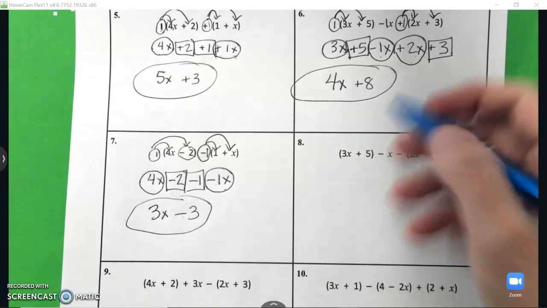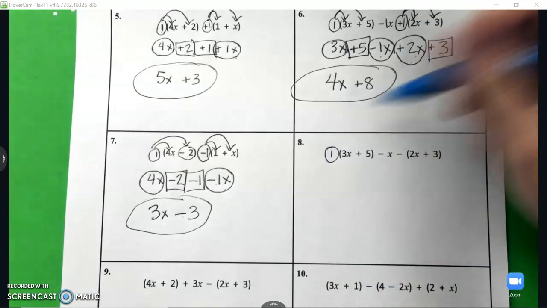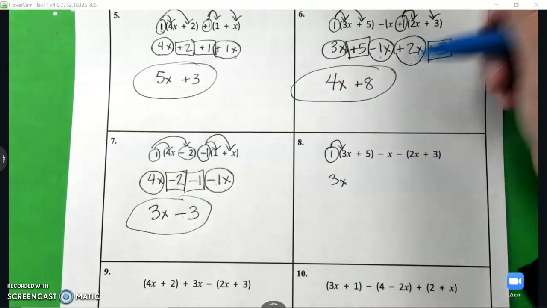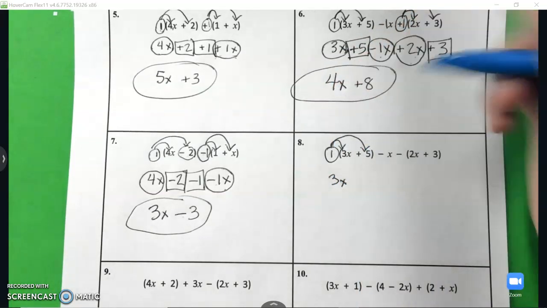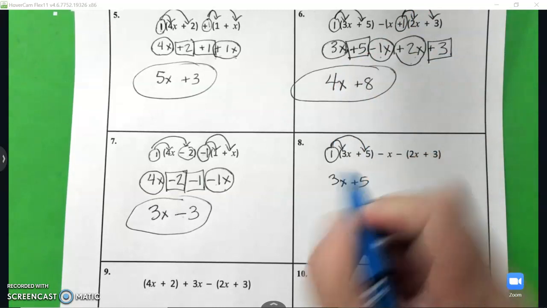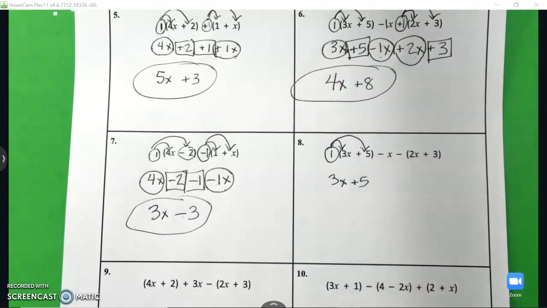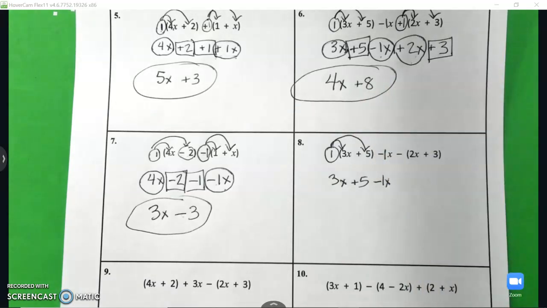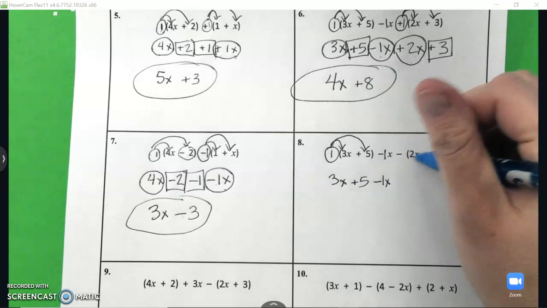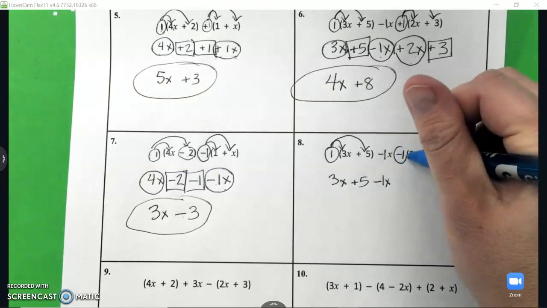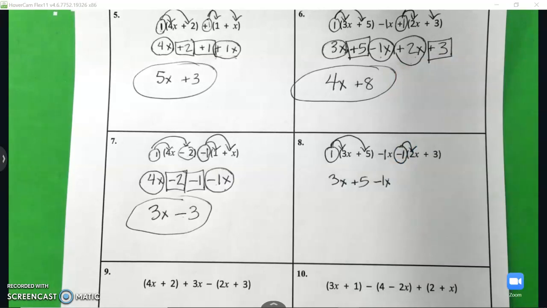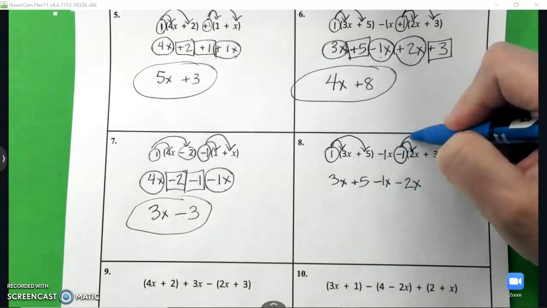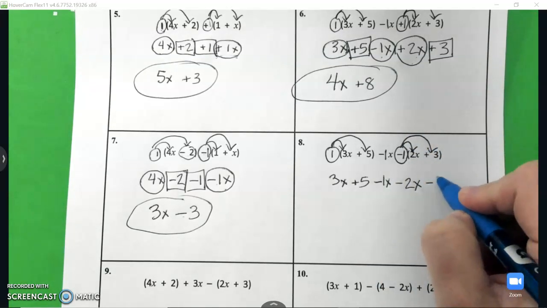Looking over here at number 8, we've got a 1 in front of our parentheses. 1 times 3x is 3x. And 1 times positive 5 is going to be positive 5. Then we have this minus x. Remember, we can put minus 1x in there. And then we have a negative sign and then parentheses, so we'll put a 1 in there. Negative 1 times 2x would be negative 2x. And negative 1 times positive 3 is going to be negative 3.